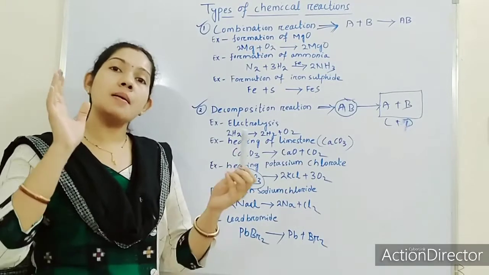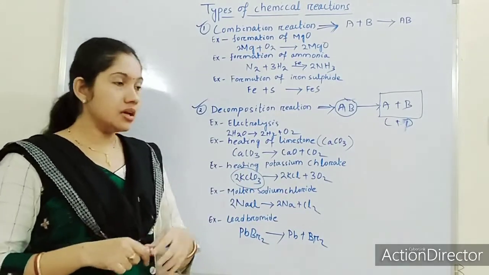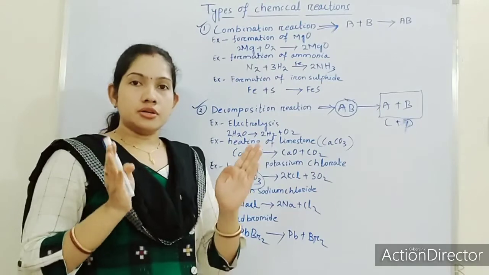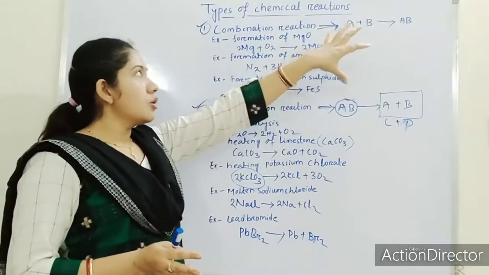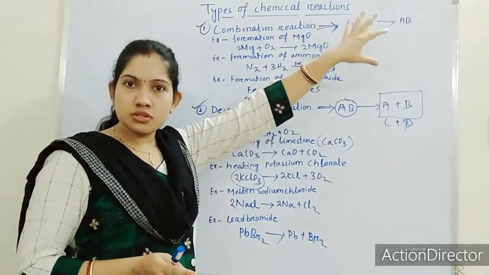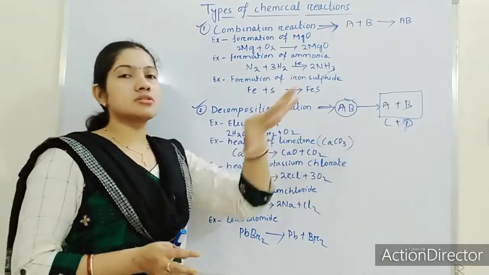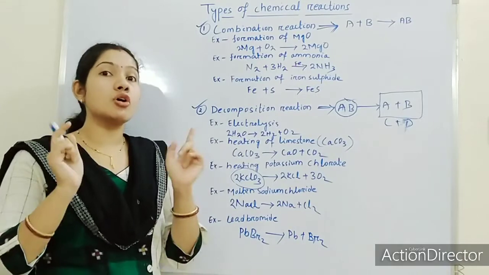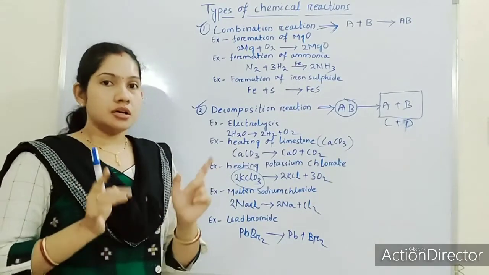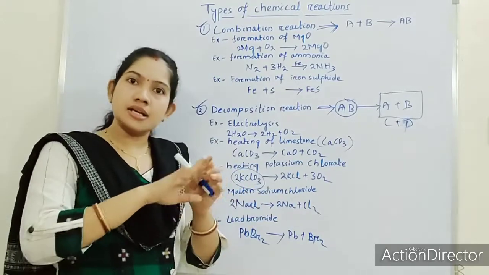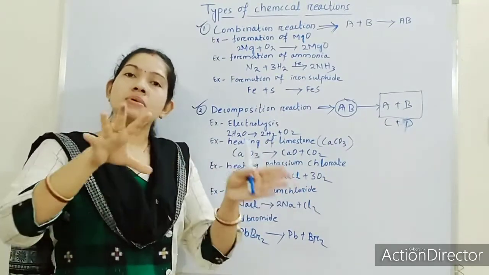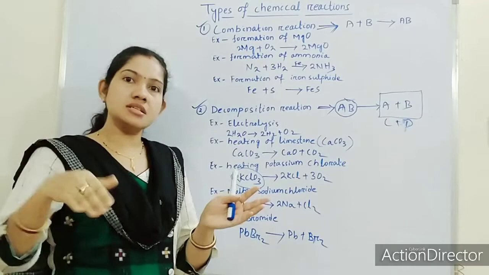Here I have given only some of the examples. It's your turn to find out some more. For combination reactions also you can find some more, and for decomposition reactions also you can find some more, and you can solve them on your own. You need not balance them. If you cannot balance, then leave it. Only find the combination and decomposition reactions, because balancing I will teach you in the next class.